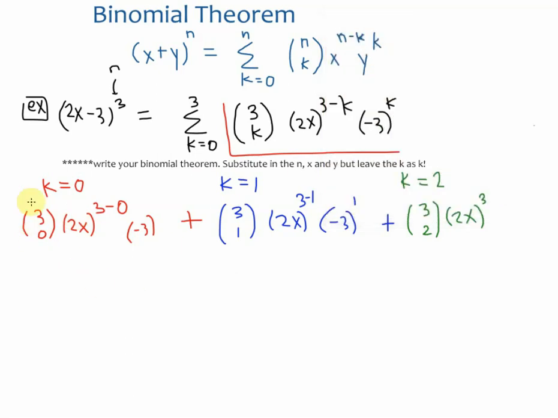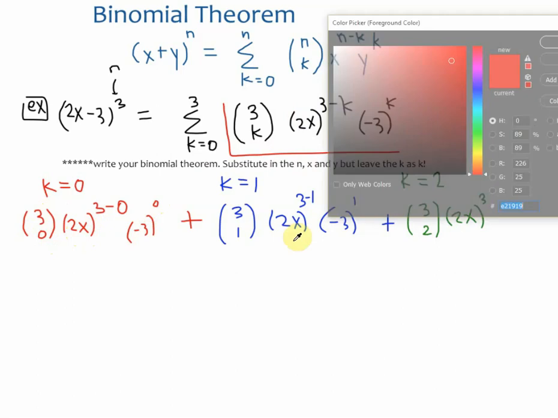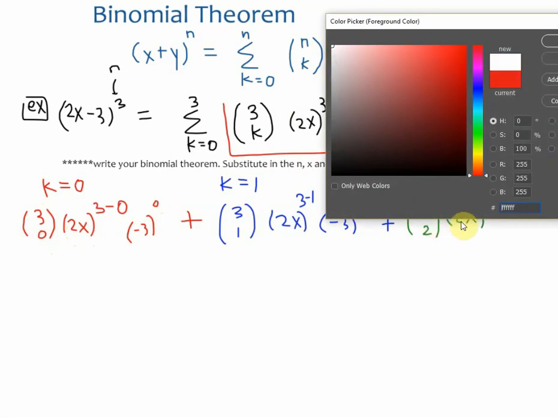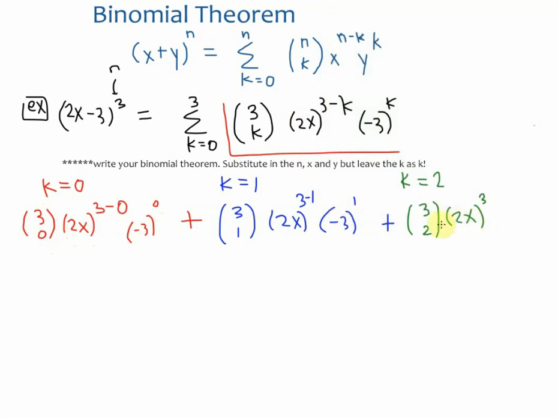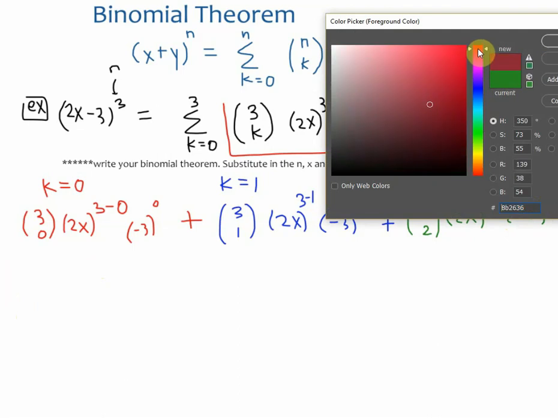Sometimes I have trouble talking and writing at the same time. 3, where this is the k, is 0. 2x, 3 minus 0, and negative 3 to the 0 power. Okay, now let's look at this green one. Then you'll have 3 taken 2 at a time, 2x to the 3 minus 2, negative 3 raised to the second power. Okay, I should have chosen one with 3. I can't even fit all of these on here, and because of time, we're just going to calculate a few of them, okay?